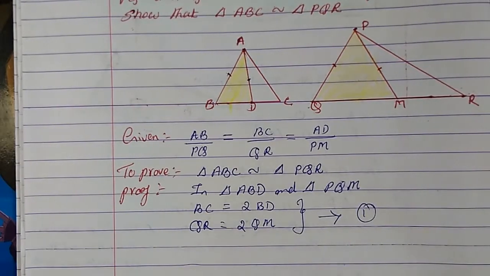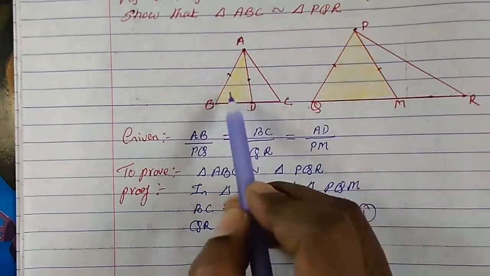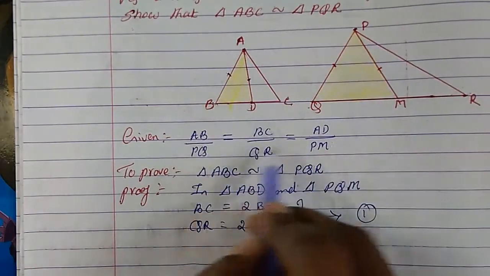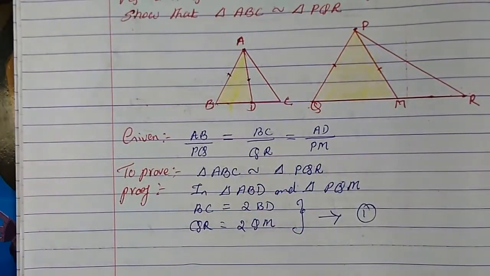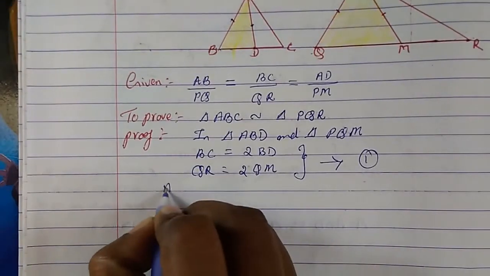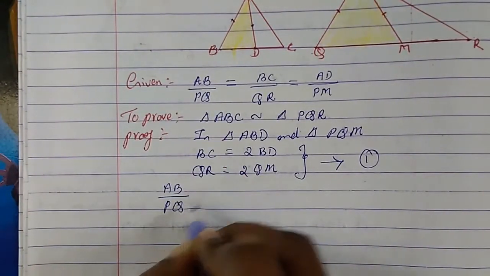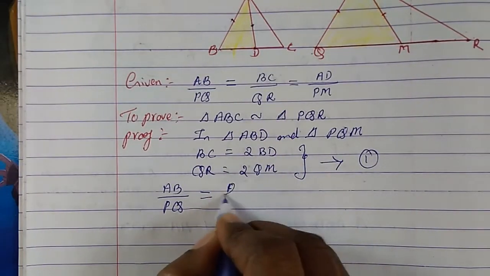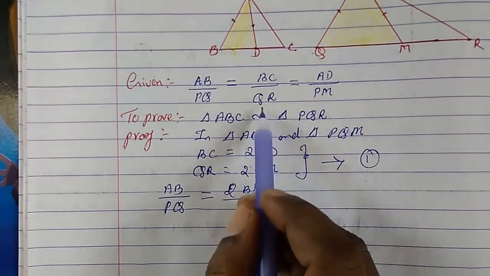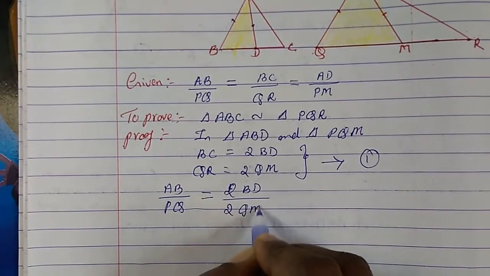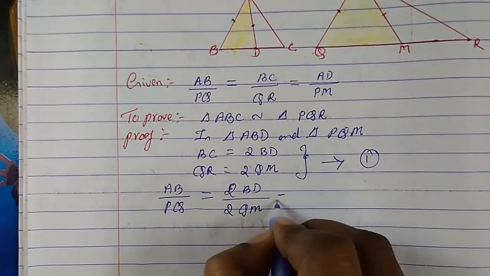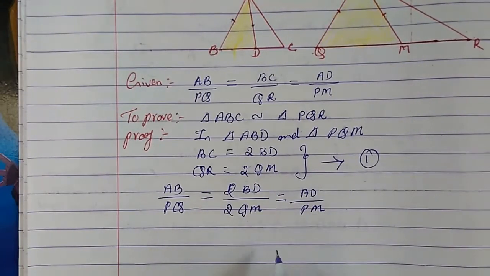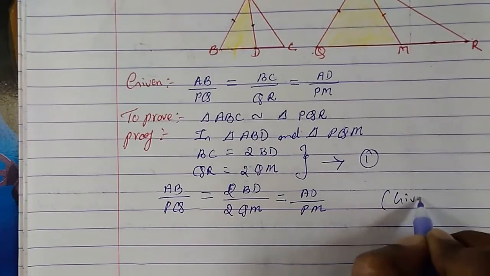So now what is given to us we will take. Now in this triangle, we are studying about this triangle. So in this triangle, what is given to us is AB upon PQ equal to, now instead of BC, let us write down this. BC is what? 2 times BD. And QR is what? 2 times QM. Okay. Now let us take this. It's equal to AD upon PM. Okay. So this is given to us. So we will write down given.